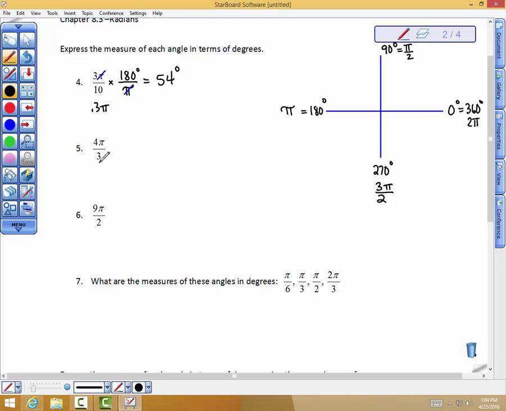4 pi over 3. Well, pi right here is 3 pi over 3. That's just 1 pi. So if I want to go another third, 1 1/3, I'm going to go somewhere over here. And the angle I'm going to be looking at this time looks like it's going to be in the third quadrant. To do the conversion, I'm going to multiply by 180 degrees divided by pi. Easiest to just cancel those out. Yes, how about this? 3 goes into 180 60 times, and 4 times 60 is a 240 degree angle.